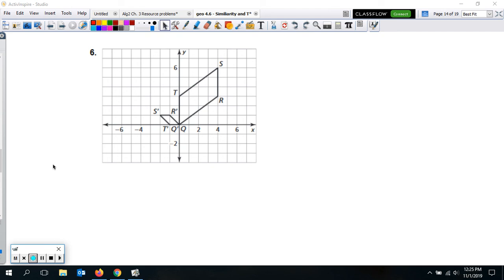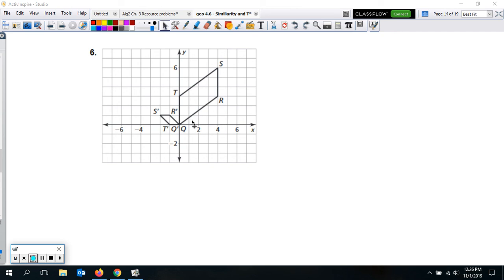Okay, so here's our last problem, number 6. We're doing essentially the same thing, so we need to see that the original is the bigger one right here. This parallelogram, really, is what we would call this. The smaller one is the new one. So we need to reduce it down.